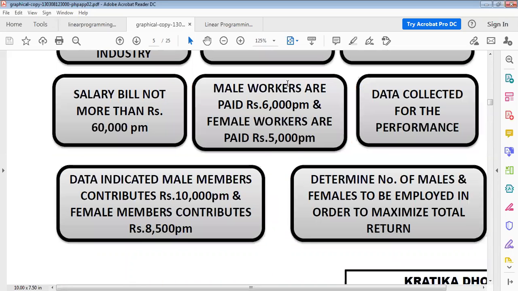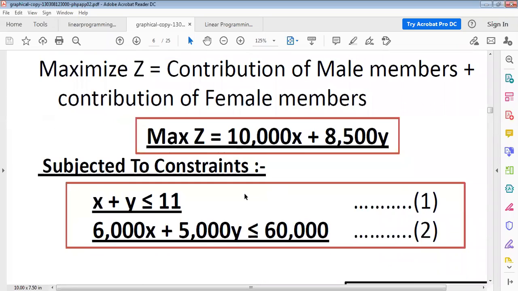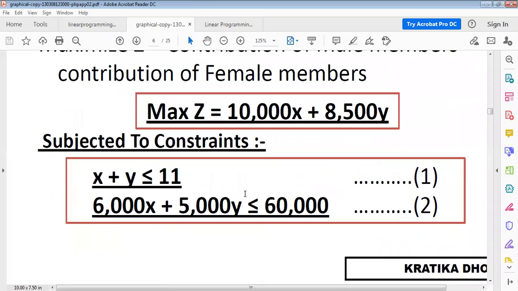6,500, paid 6,000 and paid 5,000. So 6,000 into x plus 5,000 into y. But the salary bill is not more than what? 60,000. This is why 6,000x plus 5,000y is less than or equal to 60,000 per month. Understand? So there are two constraints.